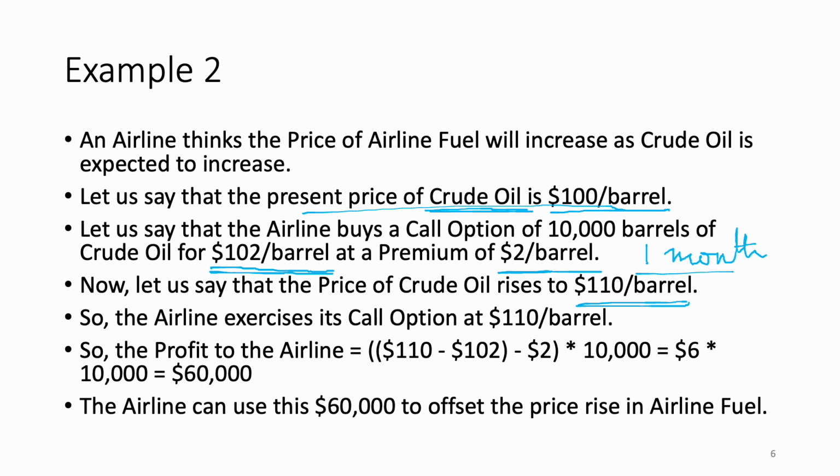What will happen is that the current market price is $110, the strike price was $102, so the difference is $8, and the airlines paid a premium of $2. So the total profit per barrel for the airlines is $6. The airlines had purchased 10,000 barrels, so the total profit of the airlines is $60,000. Now, having earned $60,000 by exercising this call option on crude oil, the airlines can utilize this money to offset the increased price of the airline's fuel, which it has to purchase.